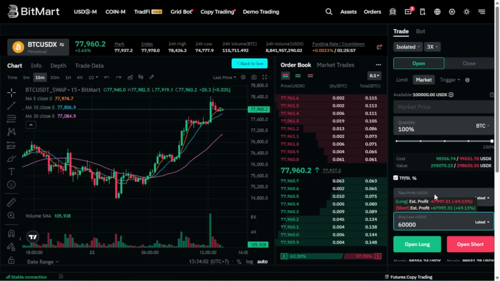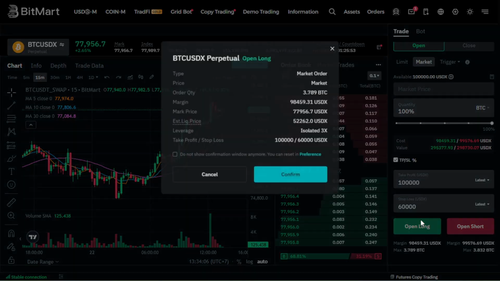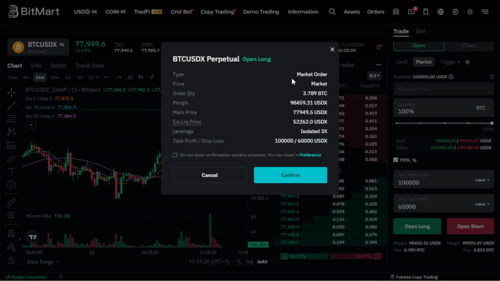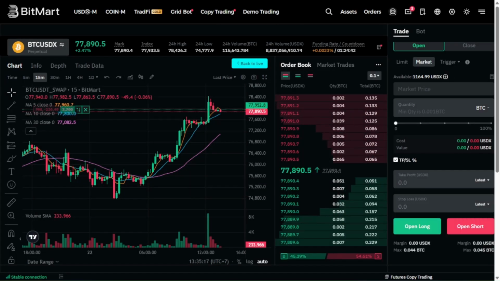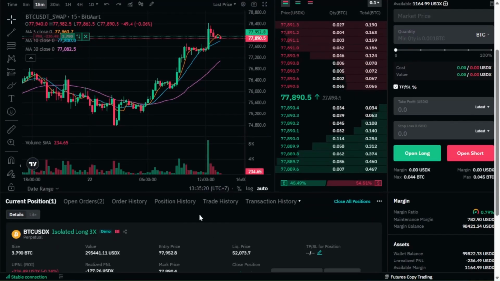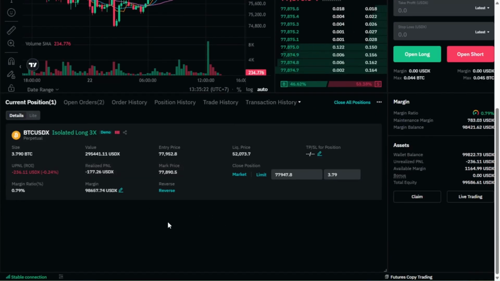Now that we have our take profit and stop loss order ready, we can open this long. We can look at the information of our order and make sure it's correct and then confirm. We can see that our order was successfully placed. And if we scroll down a little bit, we can see our trade in our current positions.